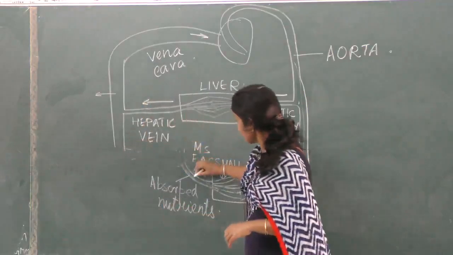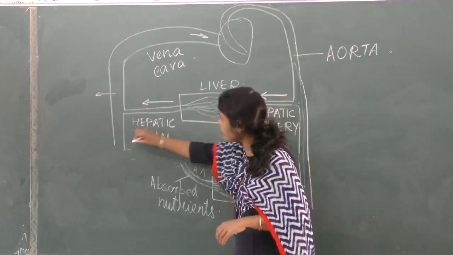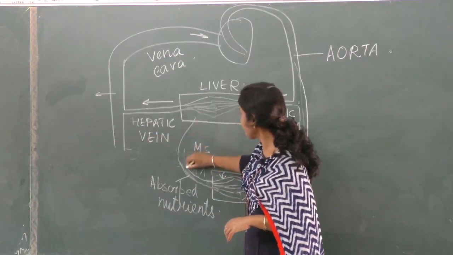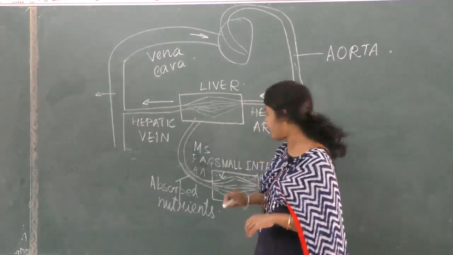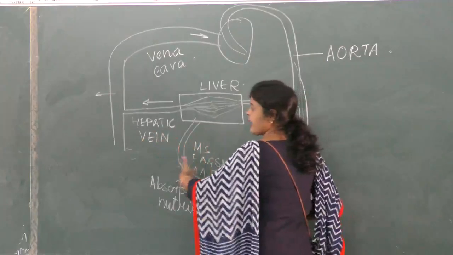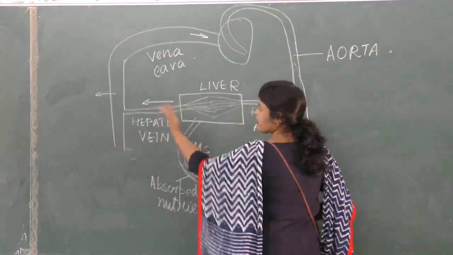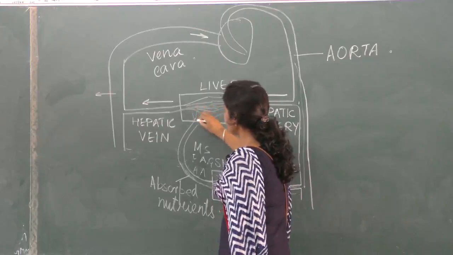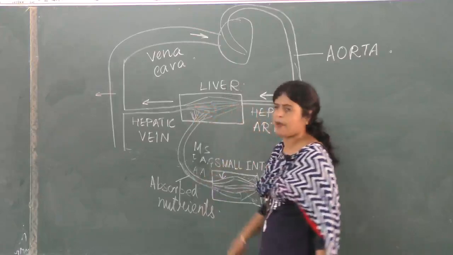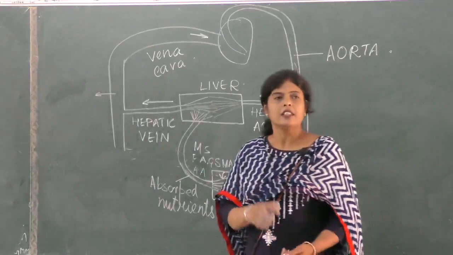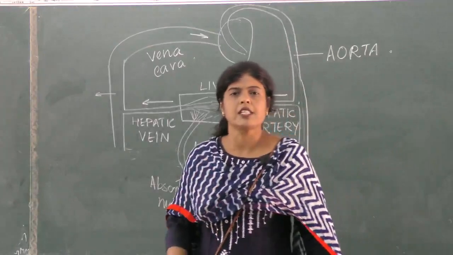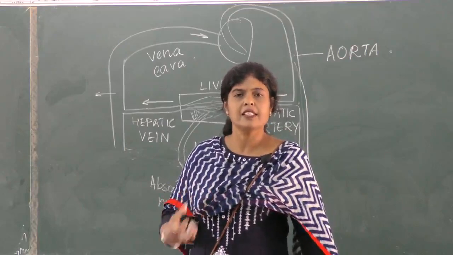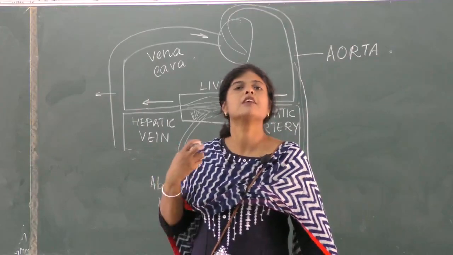Now what happens? The food which is absorbed, instead of joining the vena cava, enters into the liver. Is it all right? See the difference. Other organs join the vena cava, but here it is not joining the vena cava. It is entering into the liver and it breaks down into capillaries. Is it clear? Here the load of nutrients is identified by the liver. What is the meaning? The liver decides how much nutrient is needed.